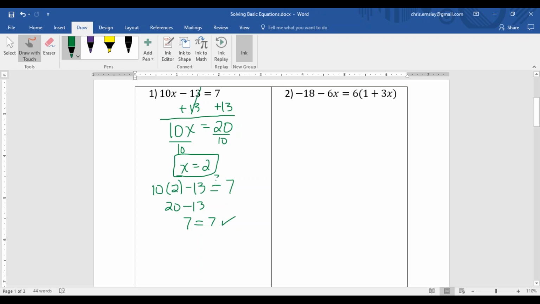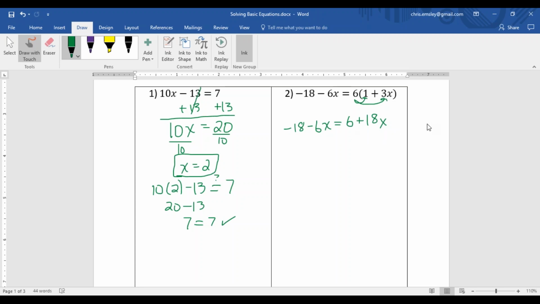Okay, let's look at another one. In this one, we do have one set of parentheses, so we have a little more work we need to do, but it's not bad. Again, we want to get rid of those parentheses, and we do that by distributing the x. We'll leave the left side alone for now. Just copy that down. So 6 times 1 is 6. 6 times 3x is 18x.